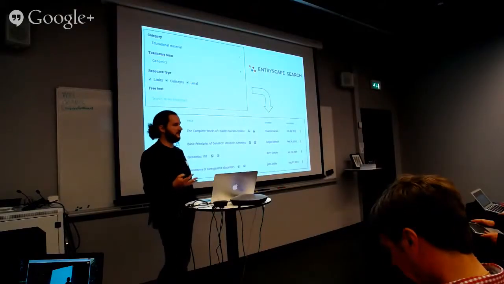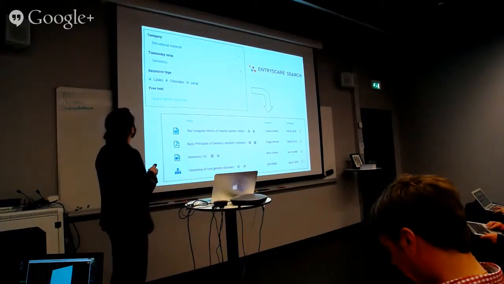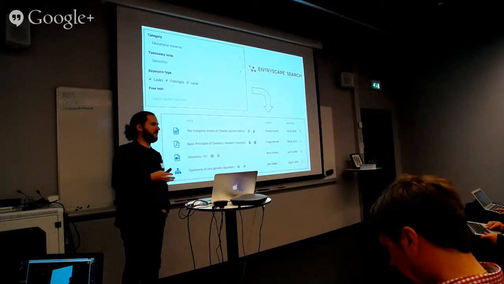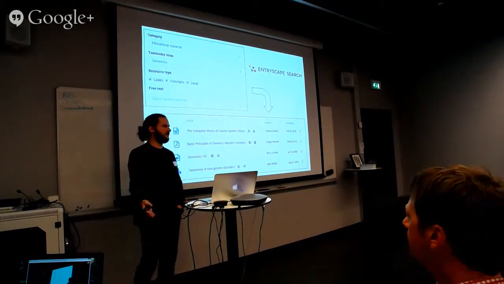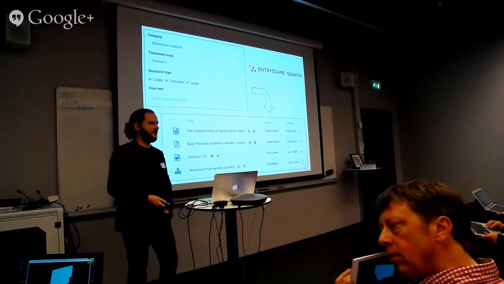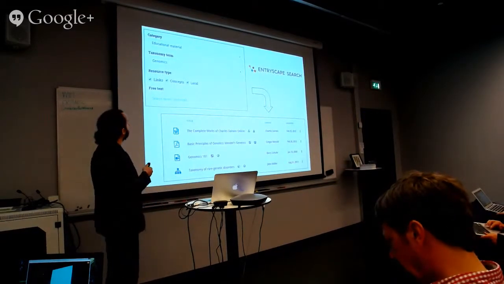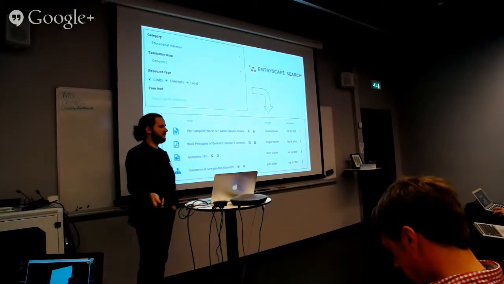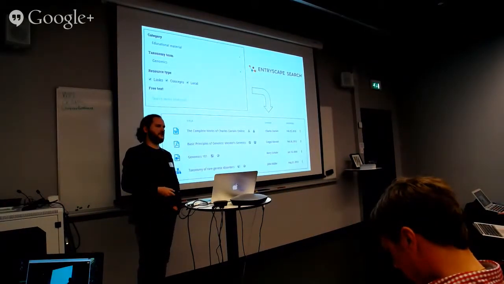Just to show an example of the search, I mentioned that it is very useful to have terminologies and structured information to be able to actually find your stuff again. So here's a simple example where we have categorized material, we have educational material, to go back to the cow example from before. And then we have a taxonomy term, which actually comes from the terminology module of EntryScape.